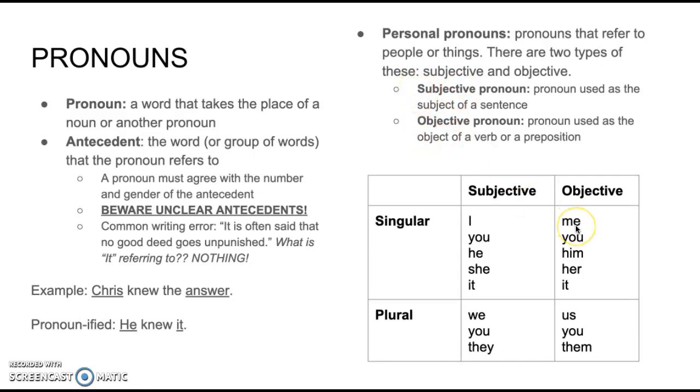For example, if you use me as the subject of a sentence, it would sound like "Me knew it." Or if you use the subjective as the objective, it would be "I knew she." You see, it doesn't make sense. Moving right along.